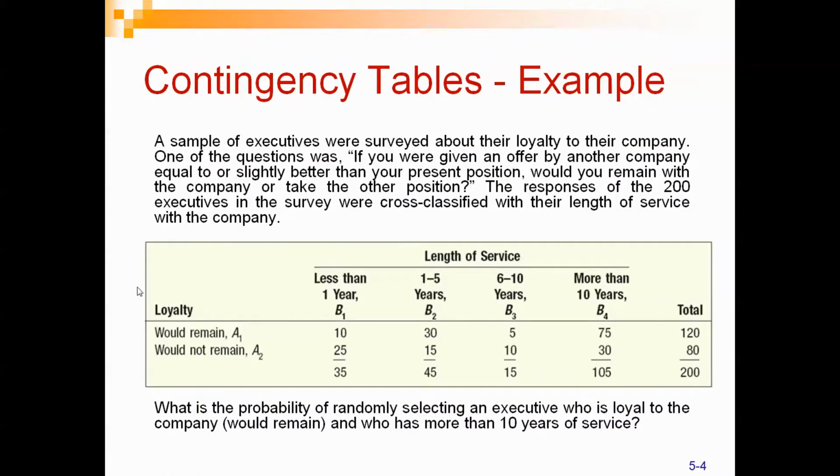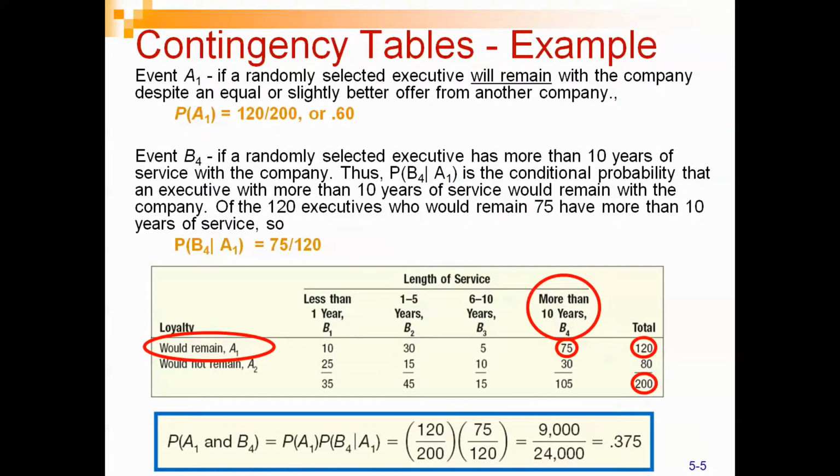For this example, what we want to do is find out the probability of randomly selecting an executive who would remain with the company and who has more than 10 years of service. To do so, the first thing we do is compute the probability of event A sub 1 occurring. Event A sub 1 happens if a randomly selected executive will remain with the company despite an equal or slightly better offer from another company.